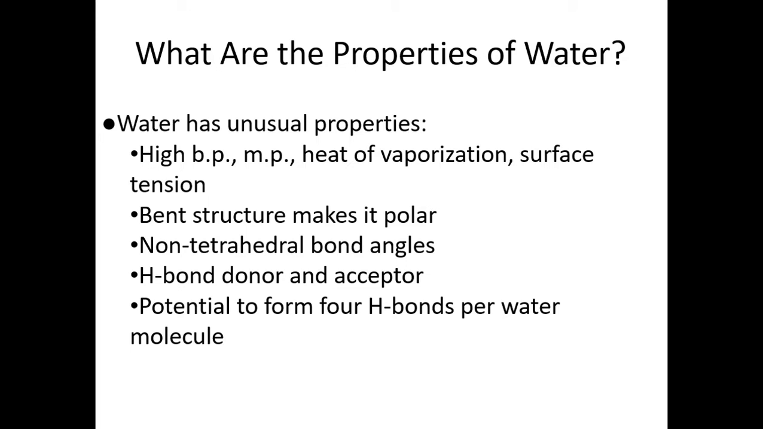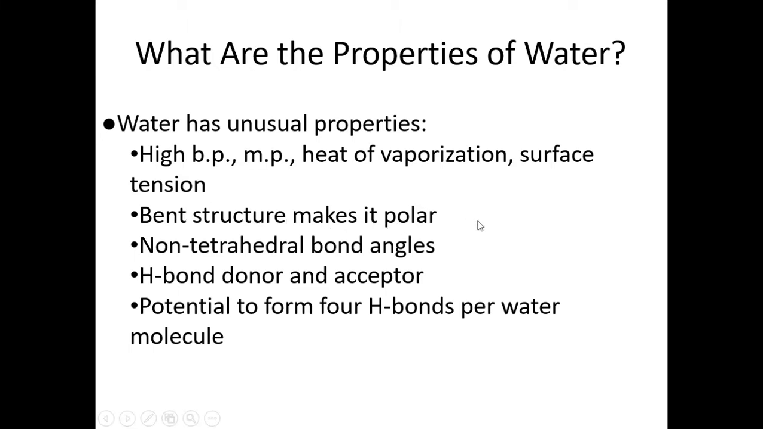Water does have some unusual properties. It has a high boiling point, melting point, heat of vaporization, and high surface tension. Why? What is it about water that is so unique and, compared to other molecules of similar size, has such high melting point, boiling point properties, and so forth? Hydrogen bonding. That IMF, or intermolecular force, is the strongest of the IMFs. So we will take a look at the hydrogen bonding of water.